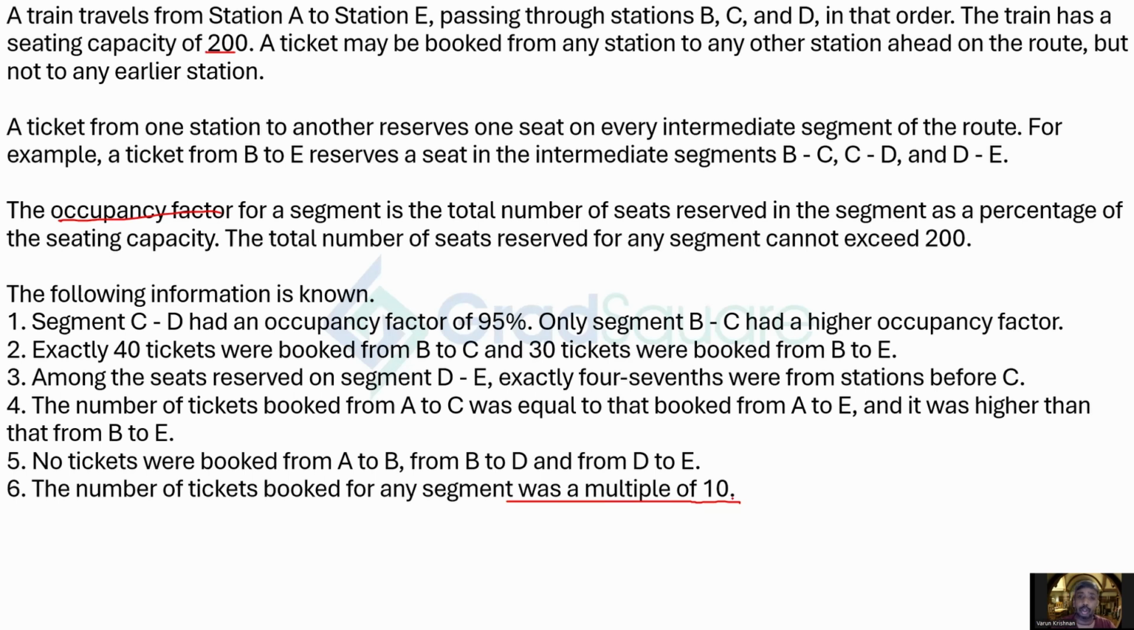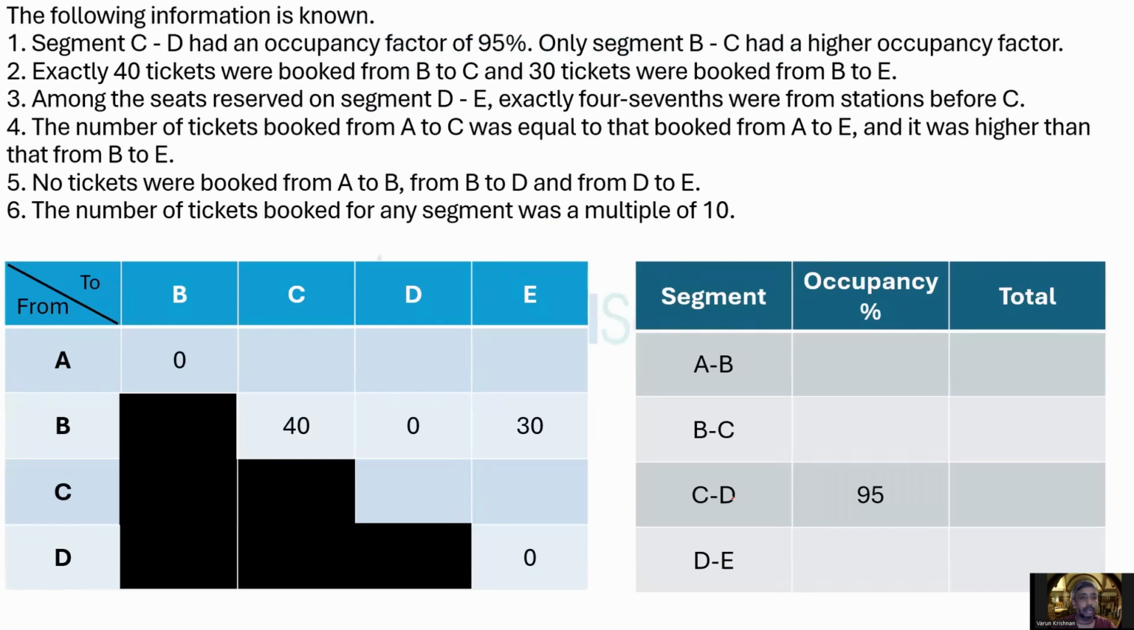One table is where I'm going to make a note of how many tickets have been booked for every segment. I have kept the from station in the first column, and the to station in the first row. So I've got here A to B, A to C, A to D, A to E. Similarly, next, I've got B to C, B to D, B to E, and so on and so forth.